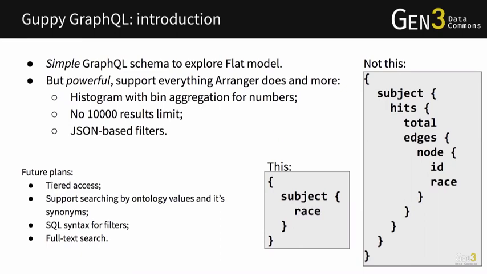So we're trying to make this easier by implementing a new service called Guppy, which provides simple GraphQL schema to explore the flat model. It does everything arranger does and more. It can create histograms with bin aggregations for numbers. There's no limit on the results that you get returned, and you can give it JSON-based filters. And a very neat thing for the future is that we're also going to support SQL syntax for filters. So if you know the SQL language and you don't want to learn GraphQL, we'll support that.